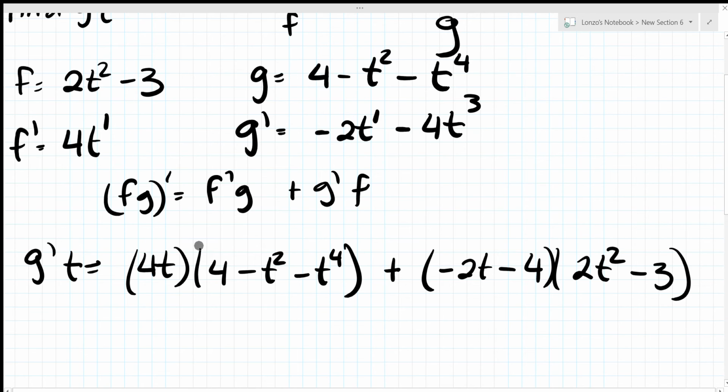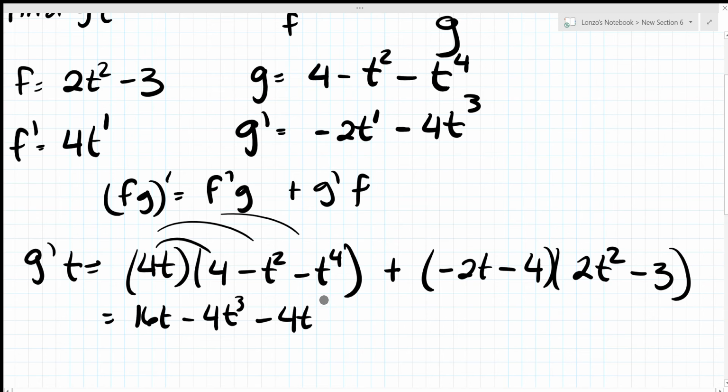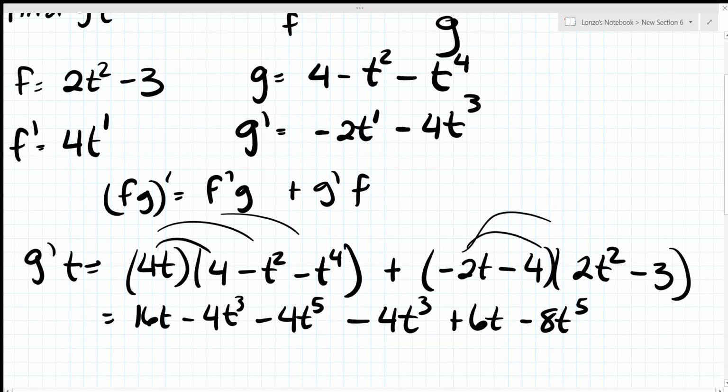So when you FOIL this out, you're going to get 16t minus 4t cubed minus 4t to the 5th. And then this one, when you FOIL it out, you're going to get negative 4t cubed plus 6t minus 8t to the 5th power plus 12t to the 3rd power. Now let's combine like terms. When you combine like terms, your final answer is going to be this.